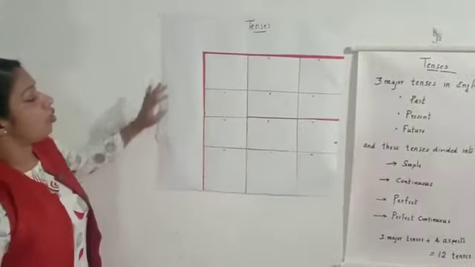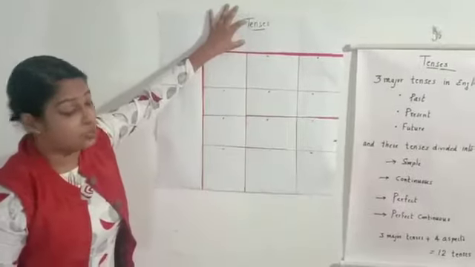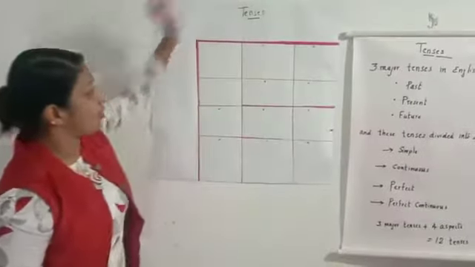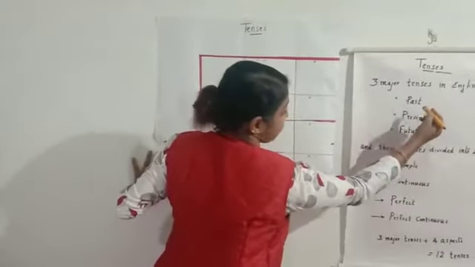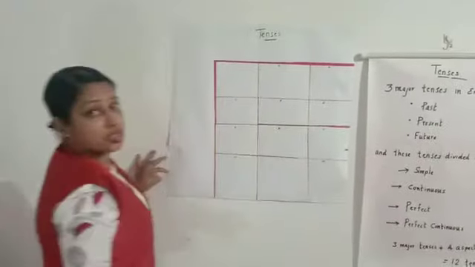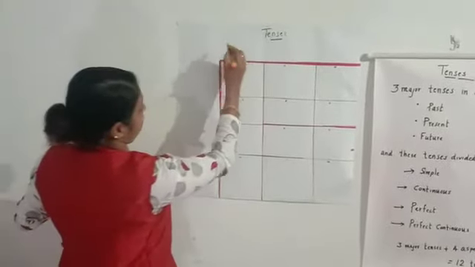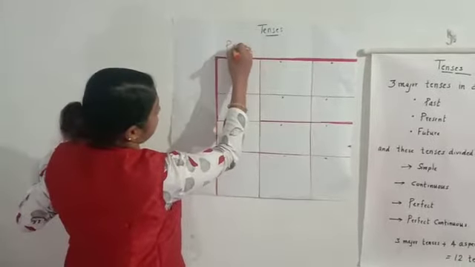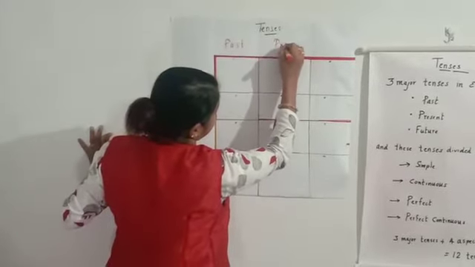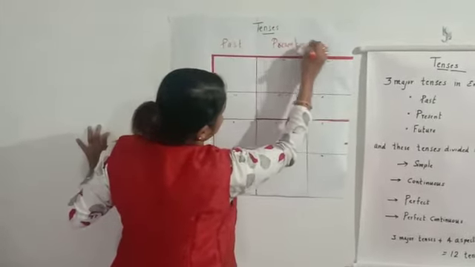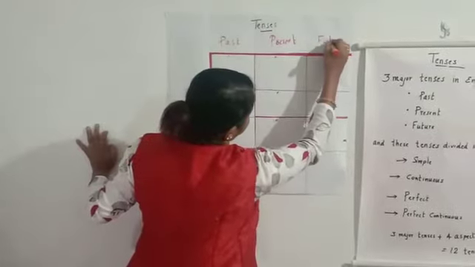Okay, now write the heading. What are we going to learn today? Tenses. What are the three major tenses? Past, present and future. So right here on the top of the column: past, present, future.